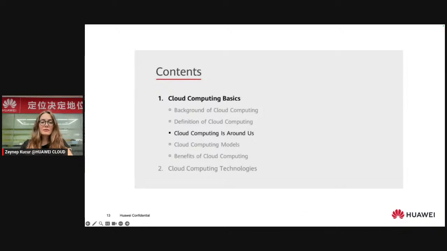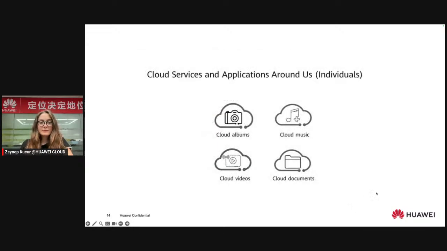Let's continue with how cloud computing is in our daily life. We actually all use cloud computing, but do we know that we actually use it? For example, as you see, there's cloud albums, cloud music, cloud videos, cloud documents. For example, you must have a cloud album in your phone. We don't always locally store our photos. Cloud album is an album stored in the cloud. Users do not need to worry about losing their photos due to mobile phone loss. So if you lose your phone and if you backed up your photos to the cloud album, you can reach those photos anywhere with any device that has a connection to the internet.